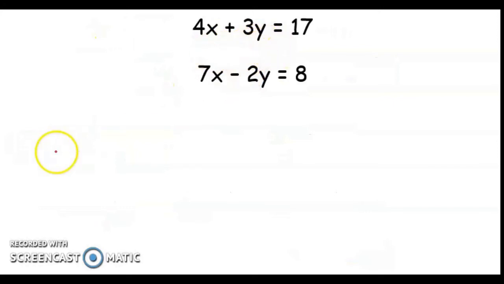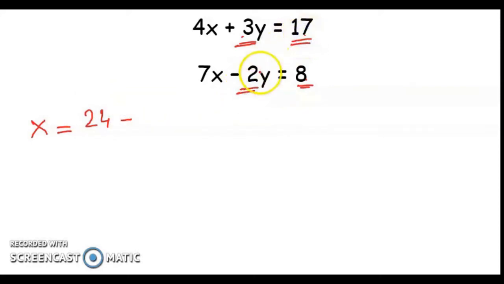Another problem. So apply the same method to find out the value of x. We'll multiply these two first. So 8 multiplied with 3, that will be 24, minus this 17 multiplied with minus 2. So 17 multiplied with minus 2, minus 34. So this minus minus become plus 34.